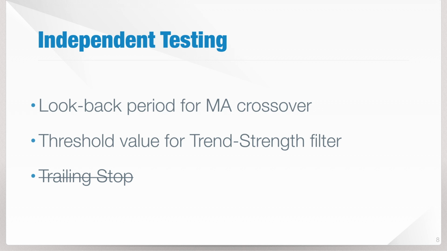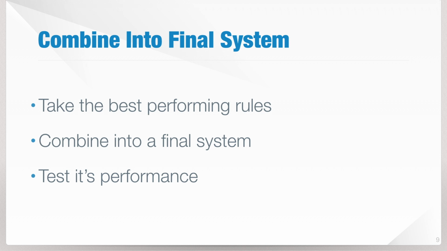This also allows me to see if a particular rule or filter has a strong impact on the performance of my system. Finally, what I would do is, once you've gone through all of your filters, you'd take the best performing rules, combine them into a final system, and then test its performance. So if you had 5 or 6 rules, you would do the same thing. Continue to test them independently, and maybe if you had 6 rules, only 3 of them really impacted the system, you would pick those 3.